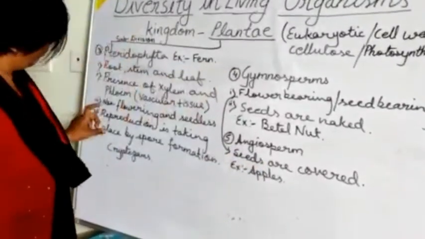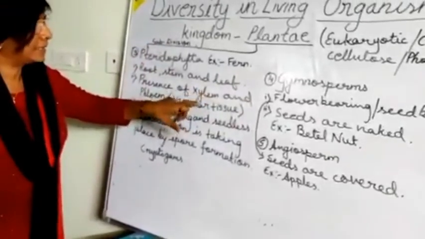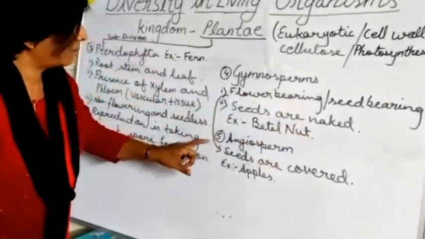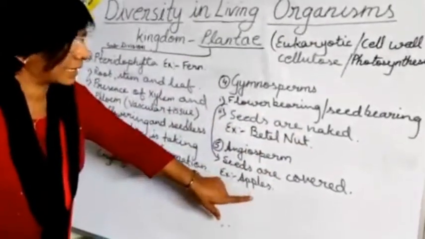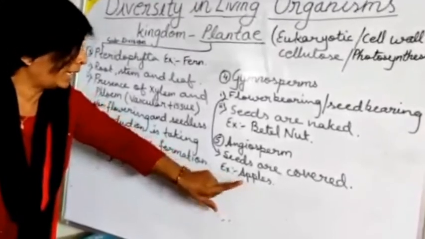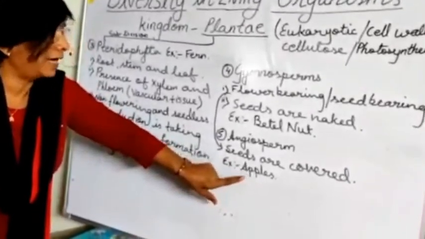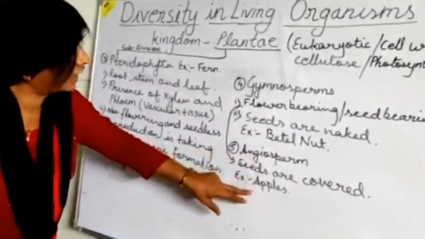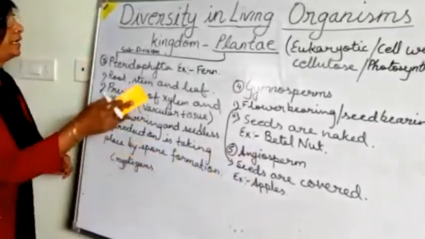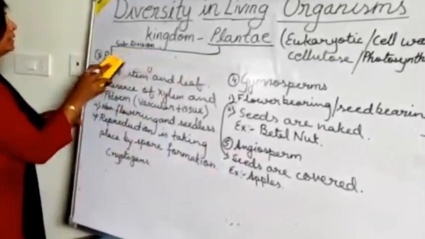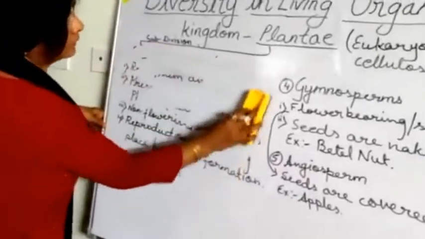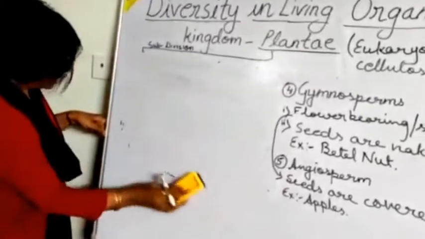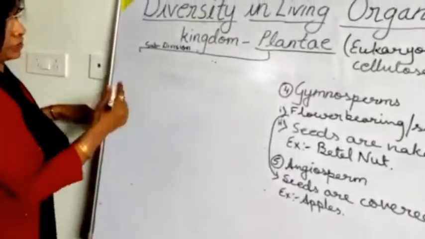So already what we got here is seedless, but here is seed bearing, but the seeds are naked only. But in angiosperm the seeds are covered with the fruit, and you can say it is the advanced type of plant. Now there are more differences we are getting in the angiosperm because it is a very advanced type of plant. So on the basis of their leaf we can differentiate here.